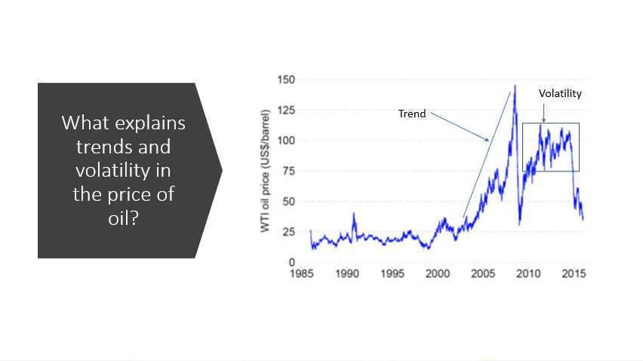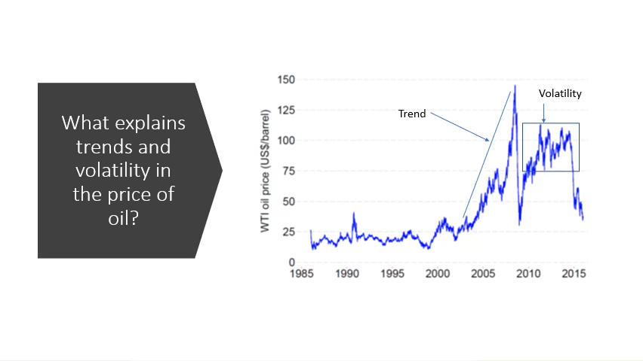So what explains trends and volatility in the price of oil? On this graph, this is the WTI oil price from 1985 to 2015. When I say trend, I'm talking about a longer term upward or downward trend. You can see that I've given the trend line from the early 2000s through 2008. There was an upward trend, and we'll talk about what caused this upward trend in this talk.